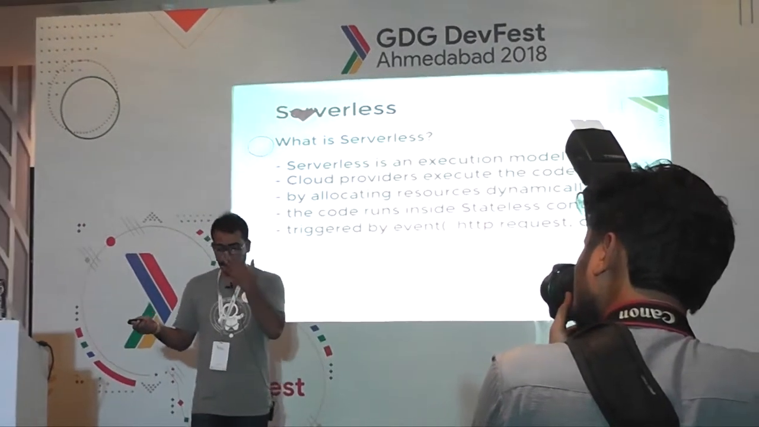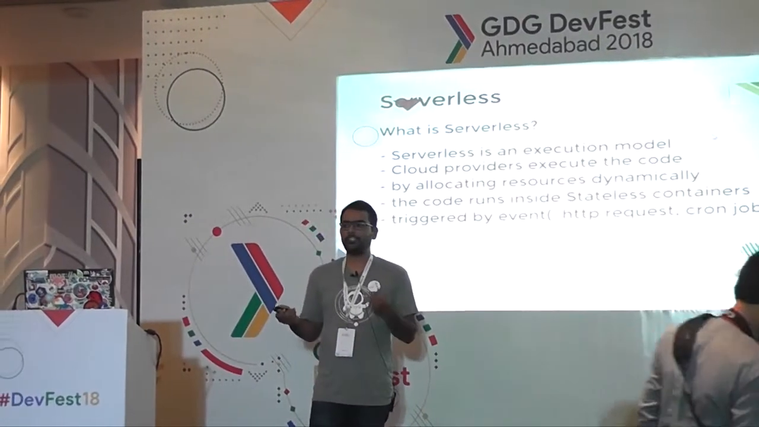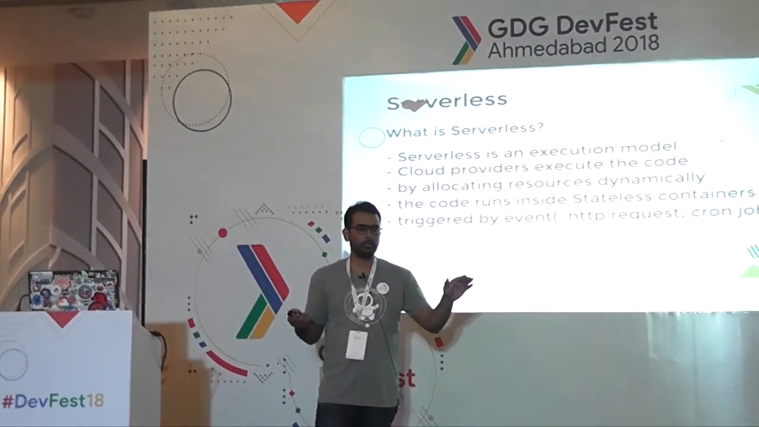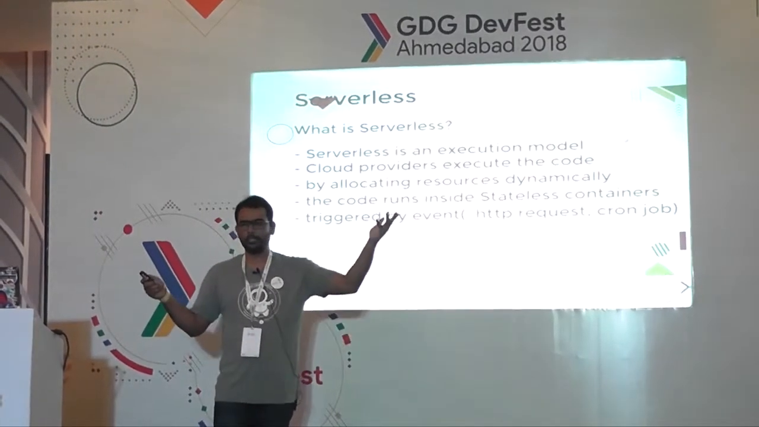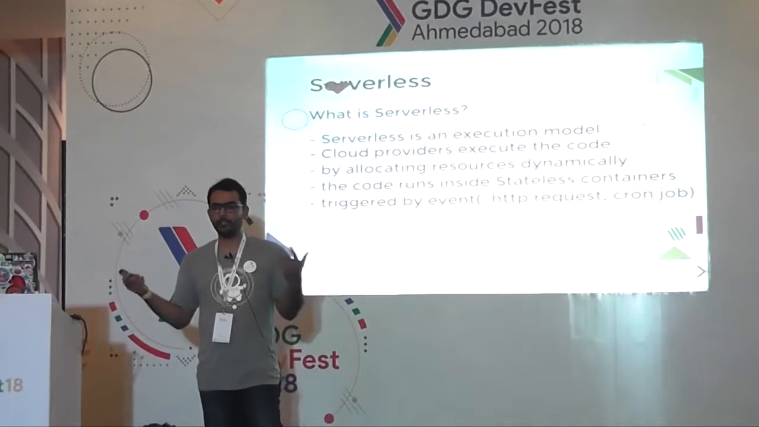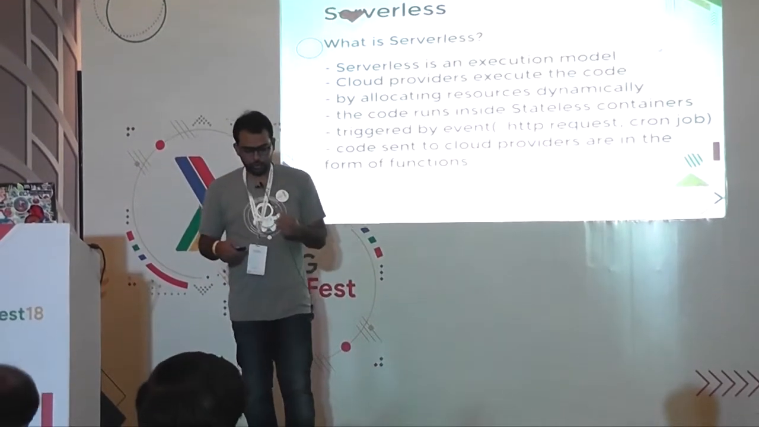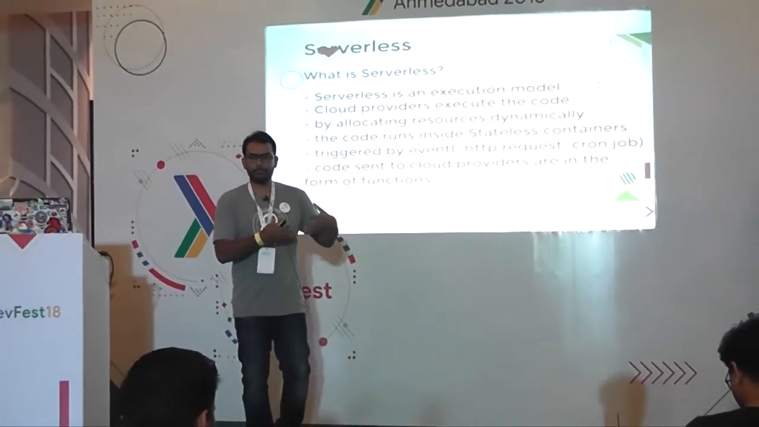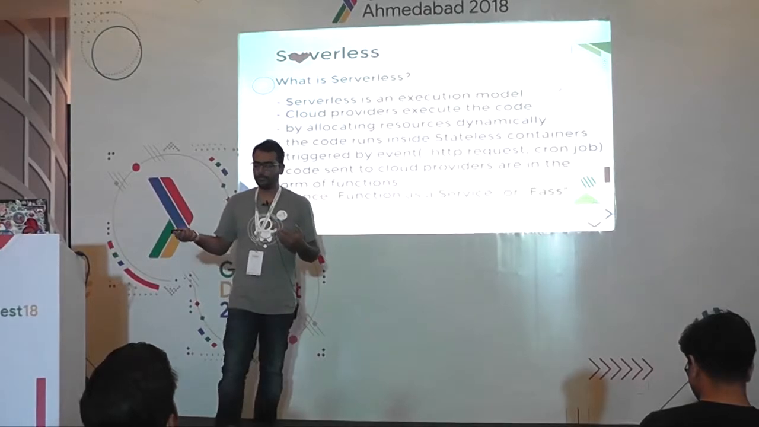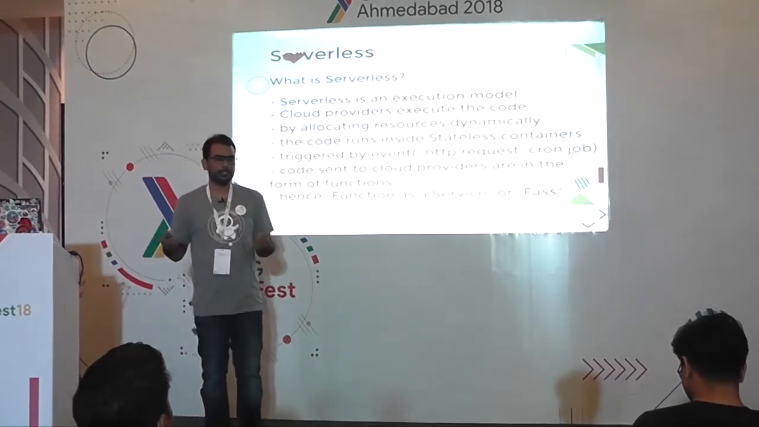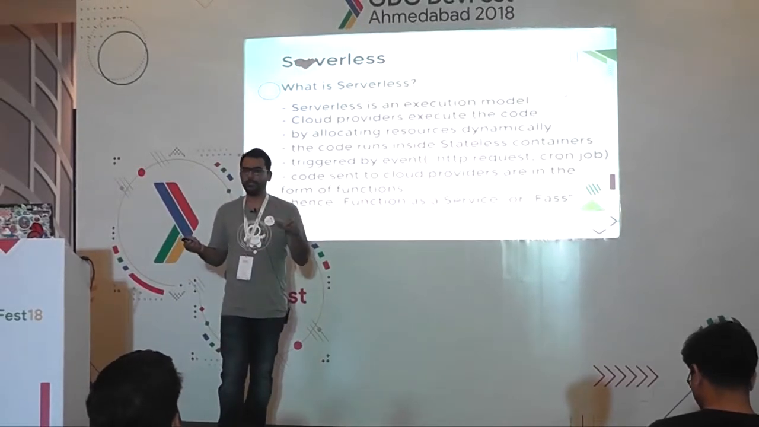And how does it get triggered? By events. How? An HTTP request, making an API call. How many of you know cron jobs? Everyone uses that. I'm a Linux fan, so I use cron jobs a lot. The code you will be developing in serverless is in the form of a function. That is why we call it function as a service. We go with the short name FaaS.